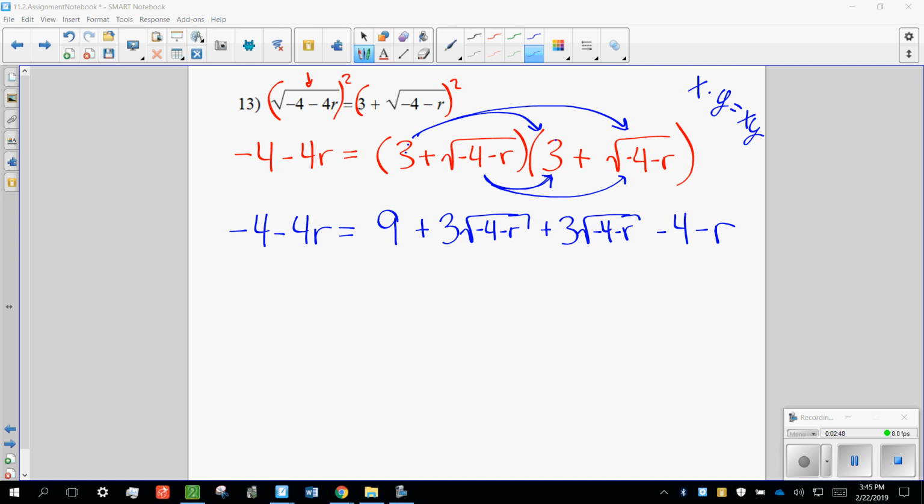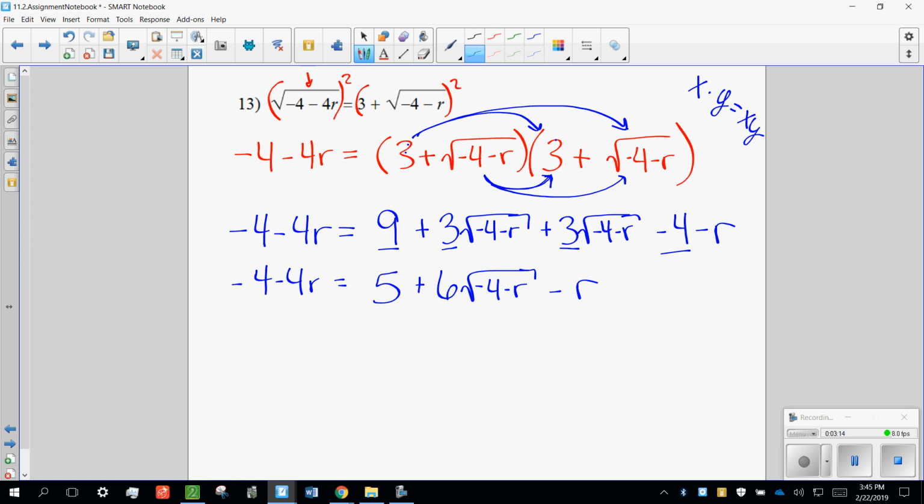So now it's time to combine some like terms. We got negative 4 minus 4r equals 9 minus 4, that's just 5. We have 3 square roots of negative 4 minus r plus 3 more, so that's 6 total square roots of negative 4 minus r. And then minus r out here at the end.